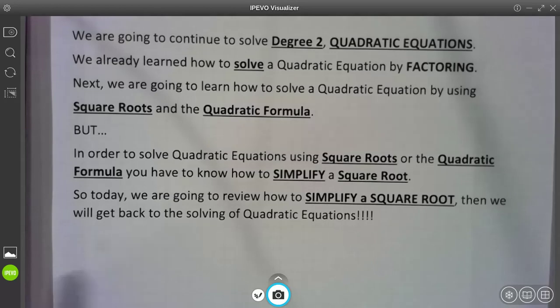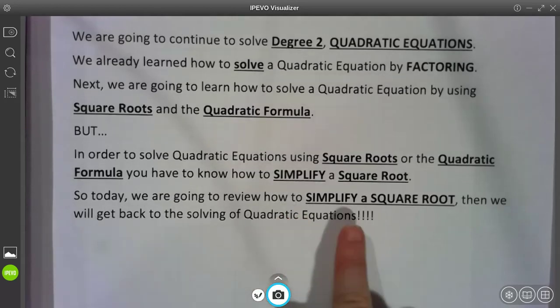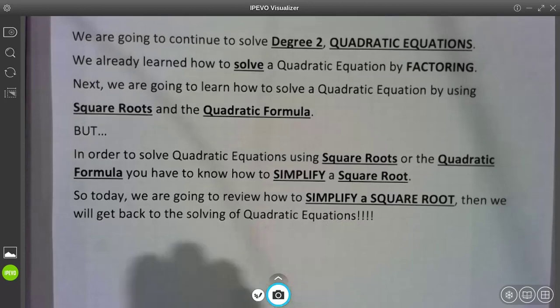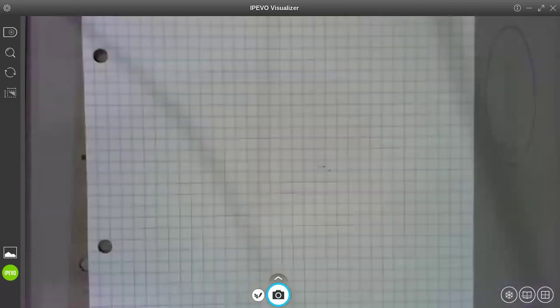All right. So today we are going to review how to simplify a square root. Then we'll get back to the solving of the quadratic equations tomorrow. So today we're going to take a brief pause and simplify square roots just to kind of refresh your memory because you are going to see it tomorrow. All right, let me get my notes up and then we will go.